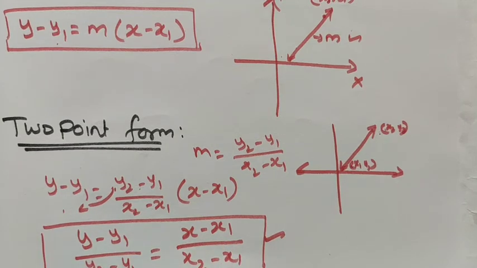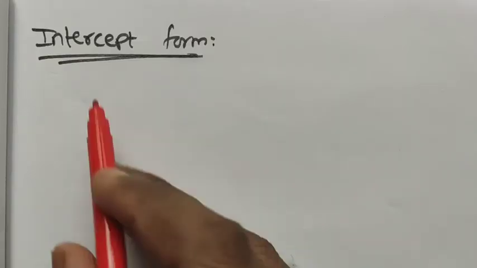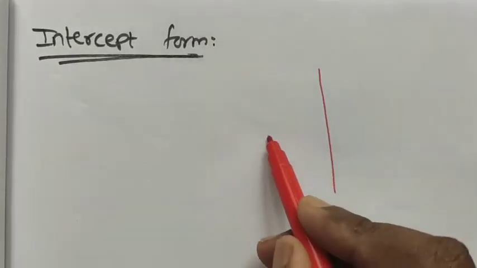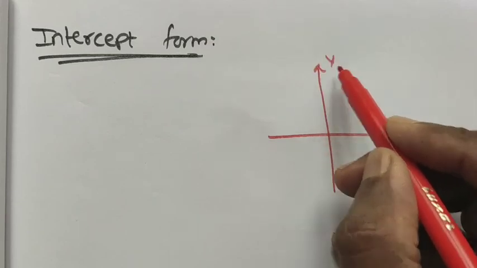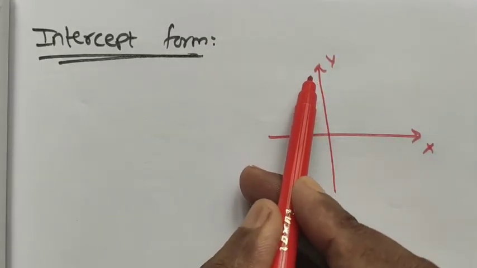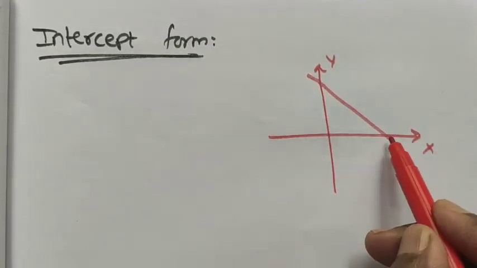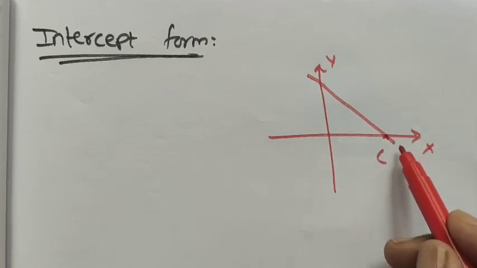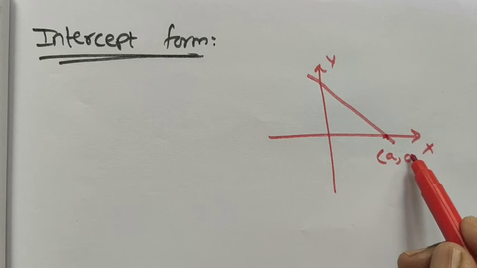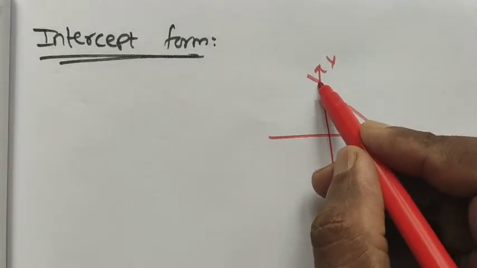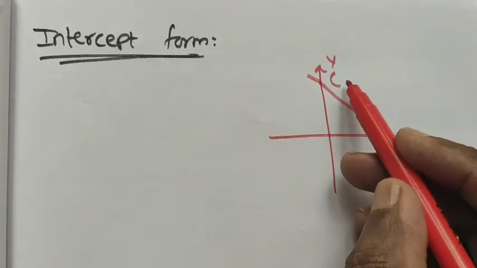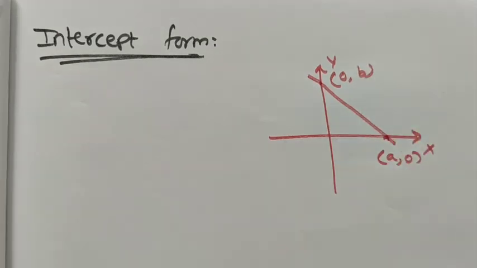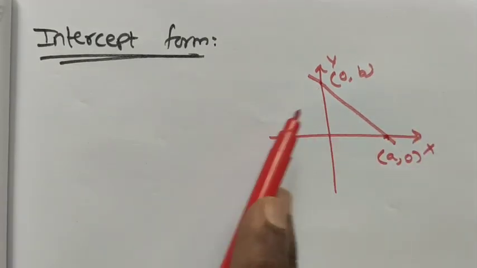This is the third method. Next we see the fourth method, intercept form. This is the x-axis and the y-axis. If the line intersects both the x and y axes, if the point lies on the x-axis, it means y is equal to 0, right? So we take it as a comma 0. And if the point lies on the y-axis, then x is equal to 0. Let me take it as the point 0 comma b. See, this is the intercept form.